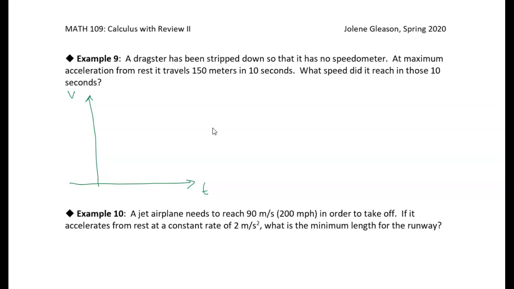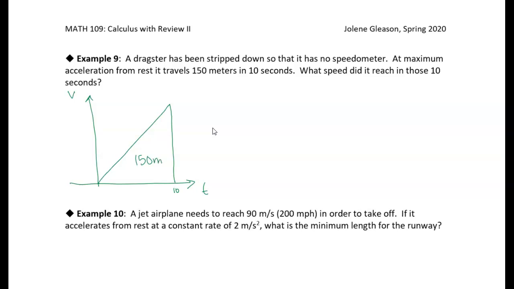So here we have a dragster stripped down, so there's no speedometer. And at maximum acceleration from rest, it travels 150 meters per second in 10 seconds. So again, we've got constant acceleration, so our graph is going to be a straight line. We're going for 10 seconds. And in this case, though, we're given the distance, and the distance is the area. So I'm just going to write it inside the area of this triangle.